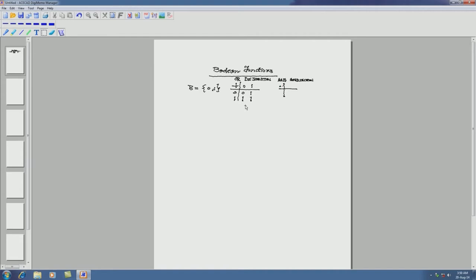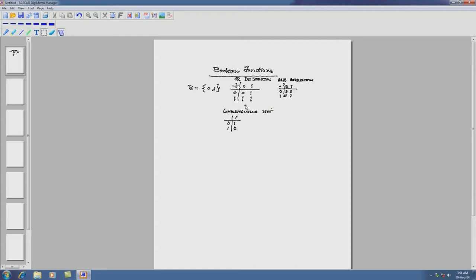Then another operation is called AND or conjunction, which is denoted usually by simply a dot or by juxtaposition of two elements, which is defined as this, and complementation, which is simply this, usually denoted by a prime. 0 prime is 1 and 1 prime is 0. Sometimes it is also called NOT.